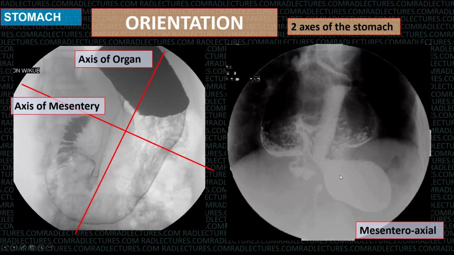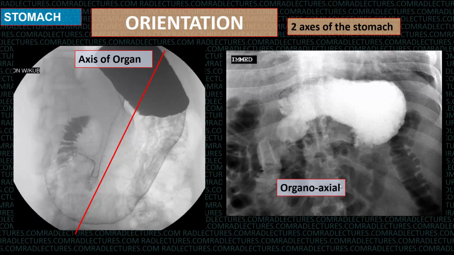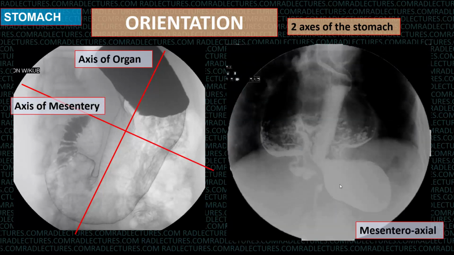Now, when patients are symptomatic from this, they are vomiting like crazy because nothing is going through. And if you try to pass the NG tube, it will stop and it will not go any further. So that is the clinical triad for mesenteroaxial volvulus. So be very clear about these. The organoaxial volvulus, simple upside down stomach. Mesenteroaxial volvulus, where the stomach is twisted.